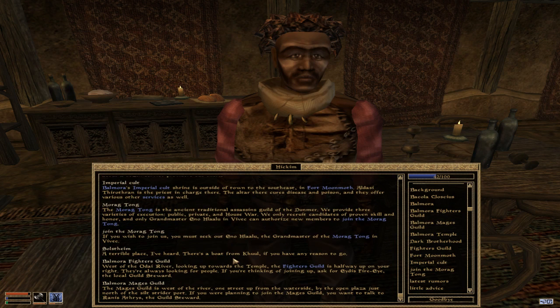The Mages Guild is west of the river, one street up from the waterside, by the open plaza just north of the Silt Strider port. If you were planning to join the Mages Guild, you want to talk to Ranis Athrys, the guild steward.